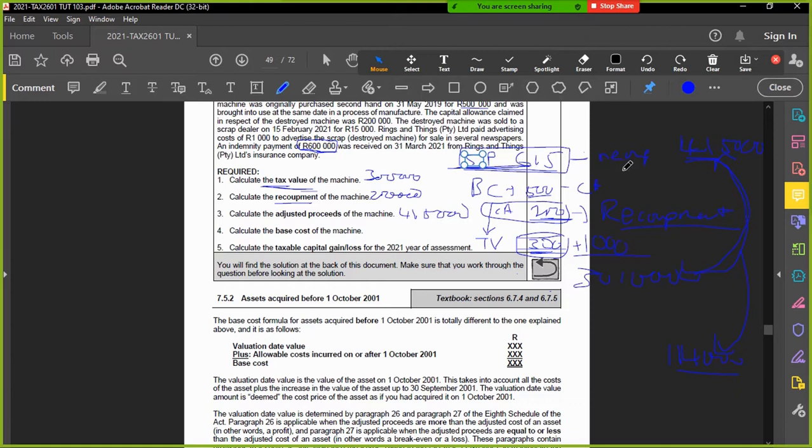Okay, base cost minus recoupment. The base cost, we worked that out. The base cost was the 300,000 minus the recoupment. Was our base cost not 500,000? 500,000. Sorry. Okay. I'm reading it wrong. 500 minus the recoupment, which was 200, plus the 1,000. Do you see that? Okay, and then the capital gain was that.